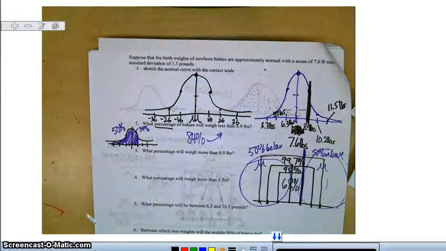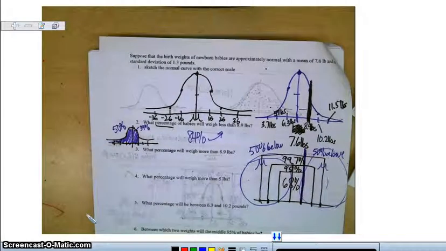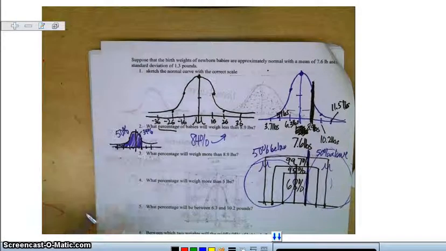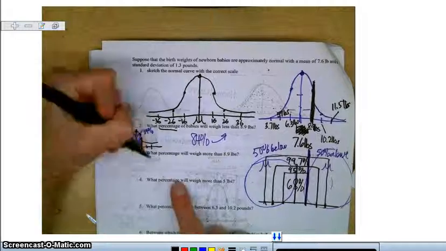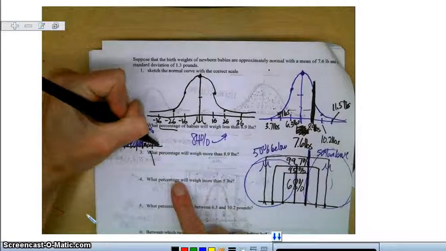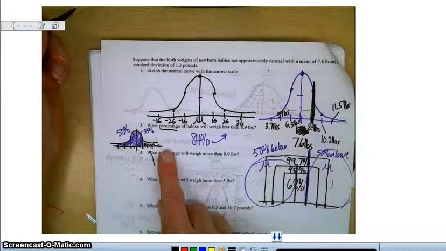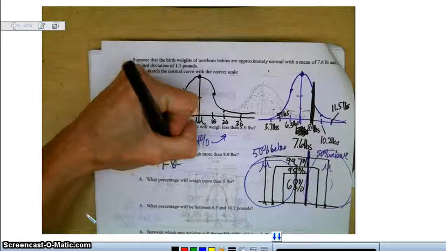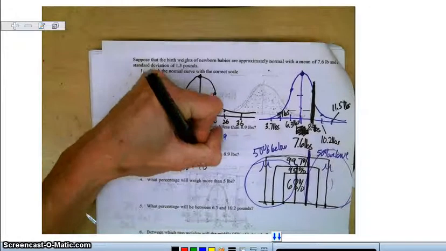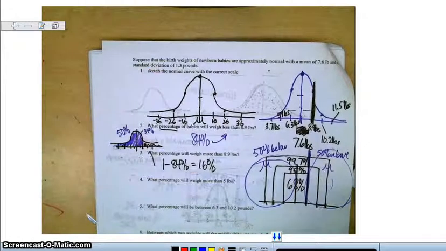Okay, what percentage will weigh more than 8.9 pounds? Well, that's just the other part of it. All we're doing for this part, for part 3, is we're shading up here. Well, if the whole thing has to add up to 100, we just take 1 minus 84%, and that's just going to give us 16% of babies.